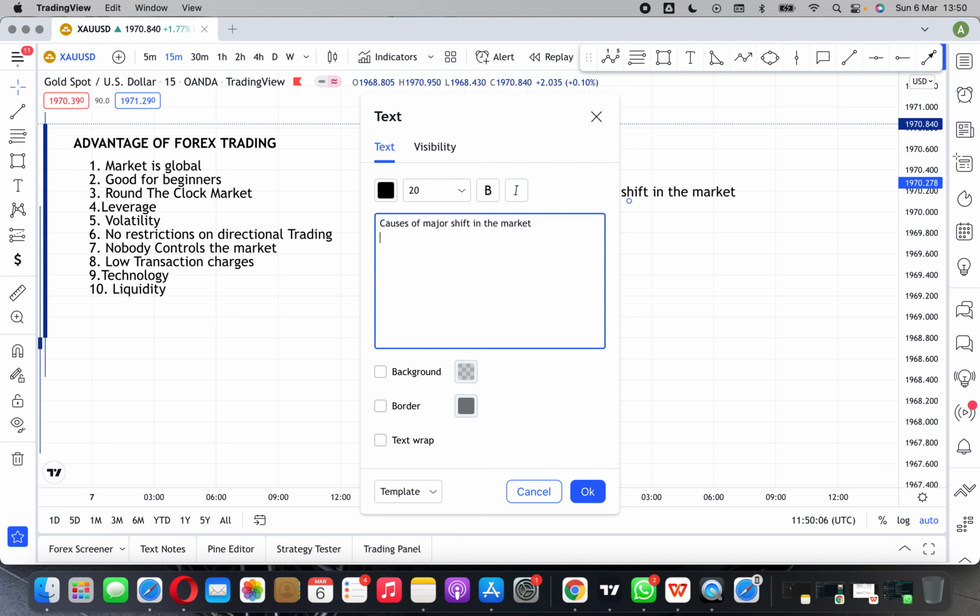Causes of major shift in the market. You have number one, geopolitics. Number 2, we have economy. Number 3, we have stability. Number 4, we have policies. Number 5, we have natural calamities. Number 6, and let me just stop there, no problem.